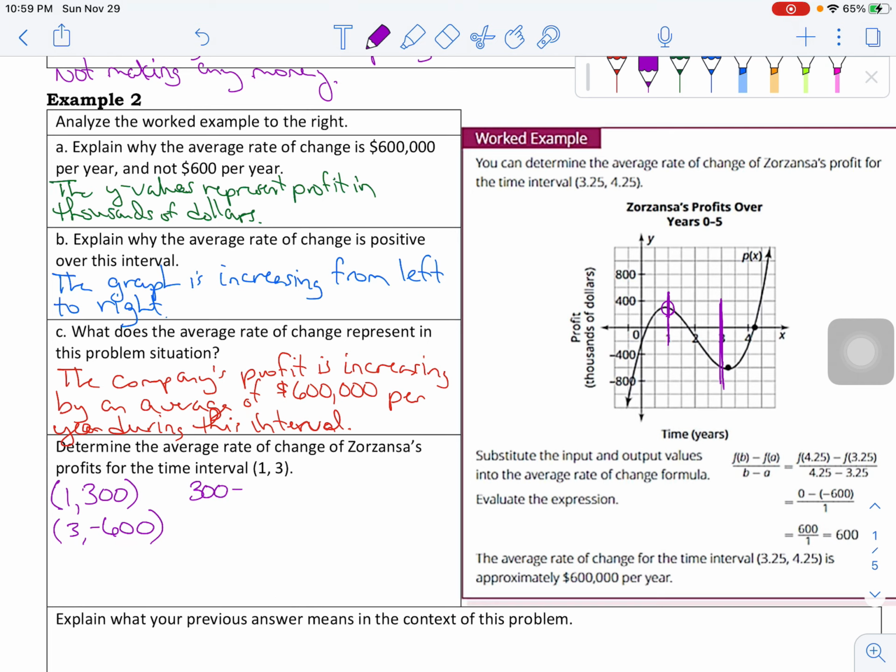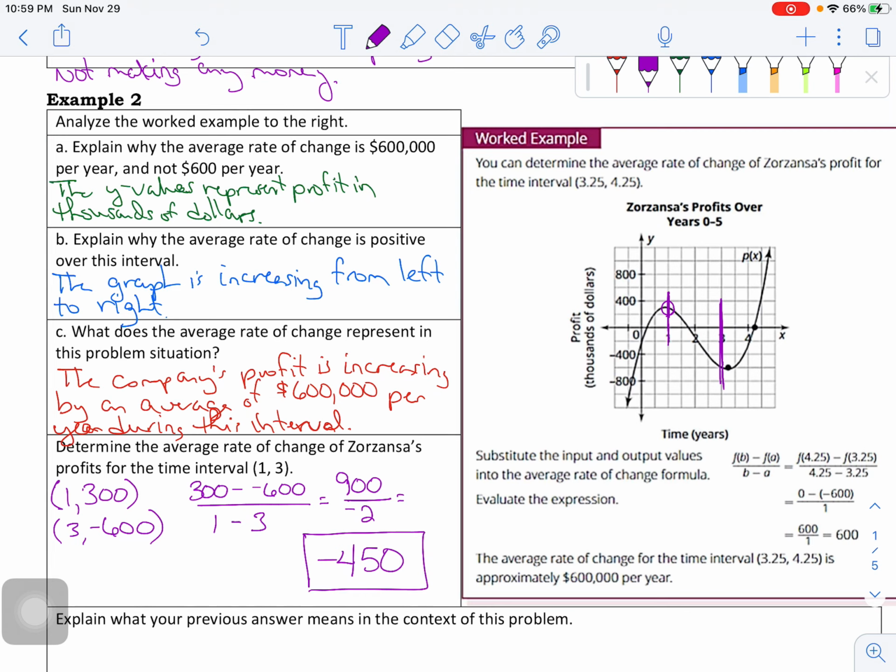And so to find our average rate of change, we are going to take one of our y values, and subtract the other y value. Now, the order that you do this won't matter, but you need to stay consistent. So 300 came from this first ordered pair, so I have to start with 1 minus 3 here. So 300 minus negative 600 is going to be 900. 1 minus 3 is negative 2. 900 divided by negative 2 is going to be negative 450. Okay, so that would be our actual average rate of change for that interval of time.